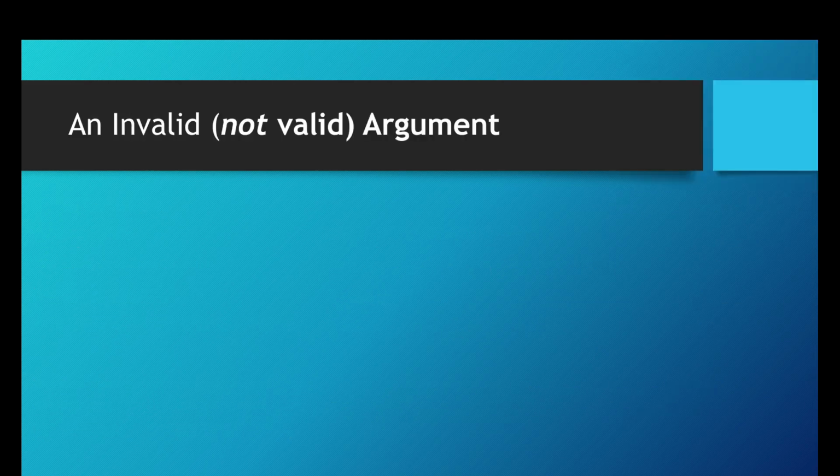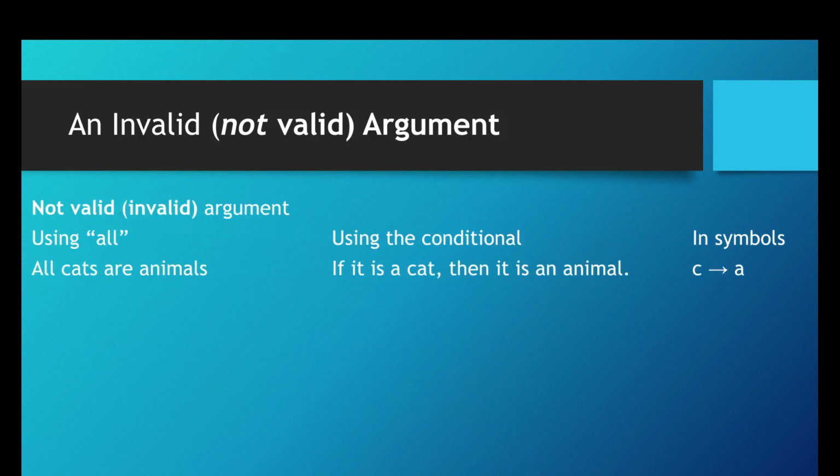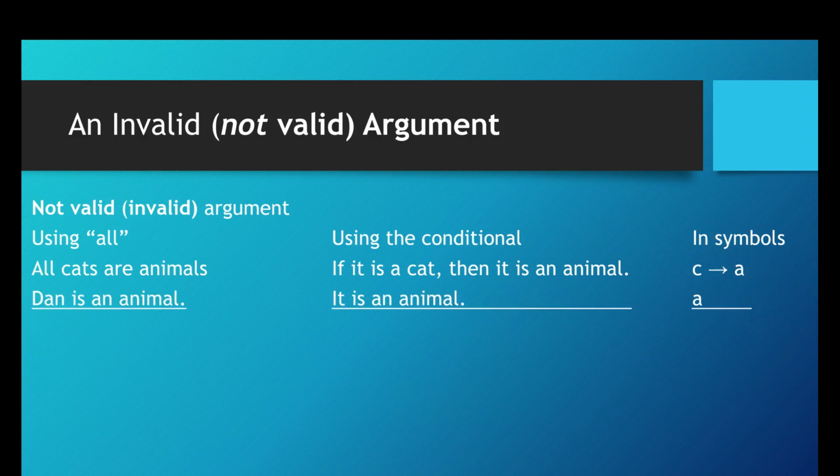This one is going to be a not valid or invalid argument. So all cats are animals, just as before, C, arrow A. And then do you remember Dan is an animal from the previous one? See right now if you can think, how would I do Dan is an animal, just with the letters I have here. So remember, you would say it is an animal, no more Dan. And we just use the letter A, which notice matches this letter A. It is an animal. And then the conclusion was, therefore, Dan is a cat.